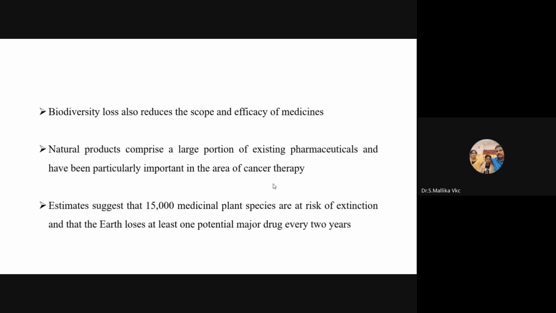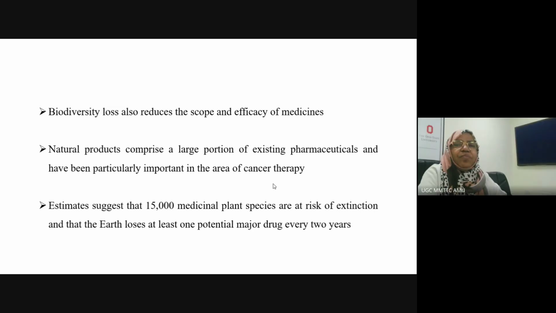Biodiversity loss also reduces the scope and efficacy of medicines. Natural products comprise a large portion of existing pharmaceuticals and have been particularly important in the area of cancer therapy. Estimates suggest that 15,000 medicinal plant species are at risk of extinction, and that the earth loses at least one potential major drug every 2 years. This point is again important.